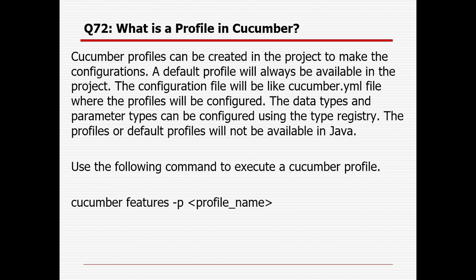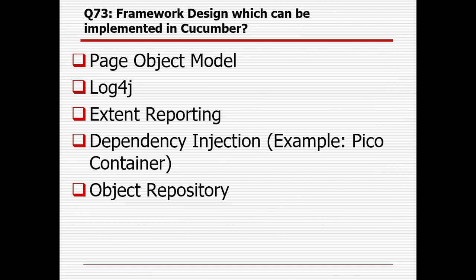What is a profile in Cucumber? A Cucumber profile can be created in the project to make the configuration. A default profile will always be available in the project. The configuration file will be the cucumber.yml file where the profile will be configured. The data types and the parameter types can be configured using the type registry. The default profile will not be available in Java, right? In case you want to execute anything with the help of a profile name, you need to use cucumber features -p and the profile name. So that's how you can run any profile, once it is created in the cucumber.yml file.